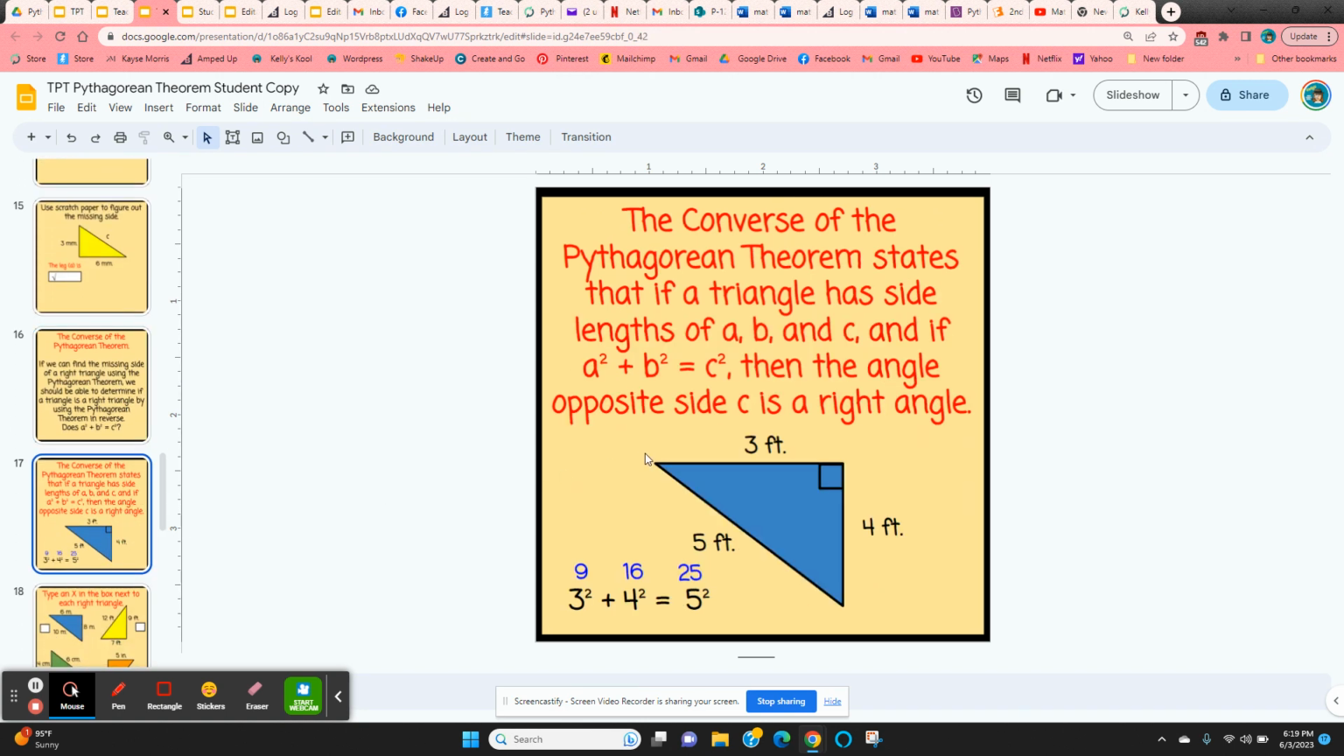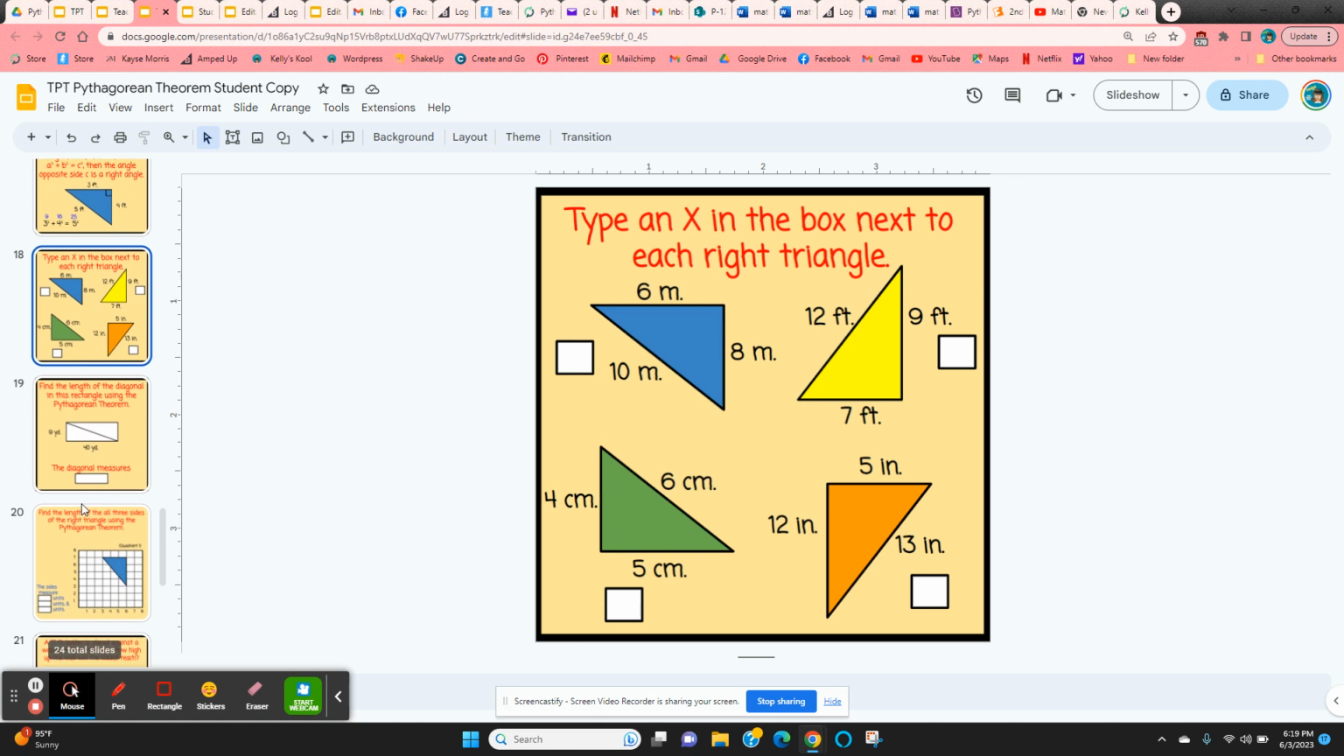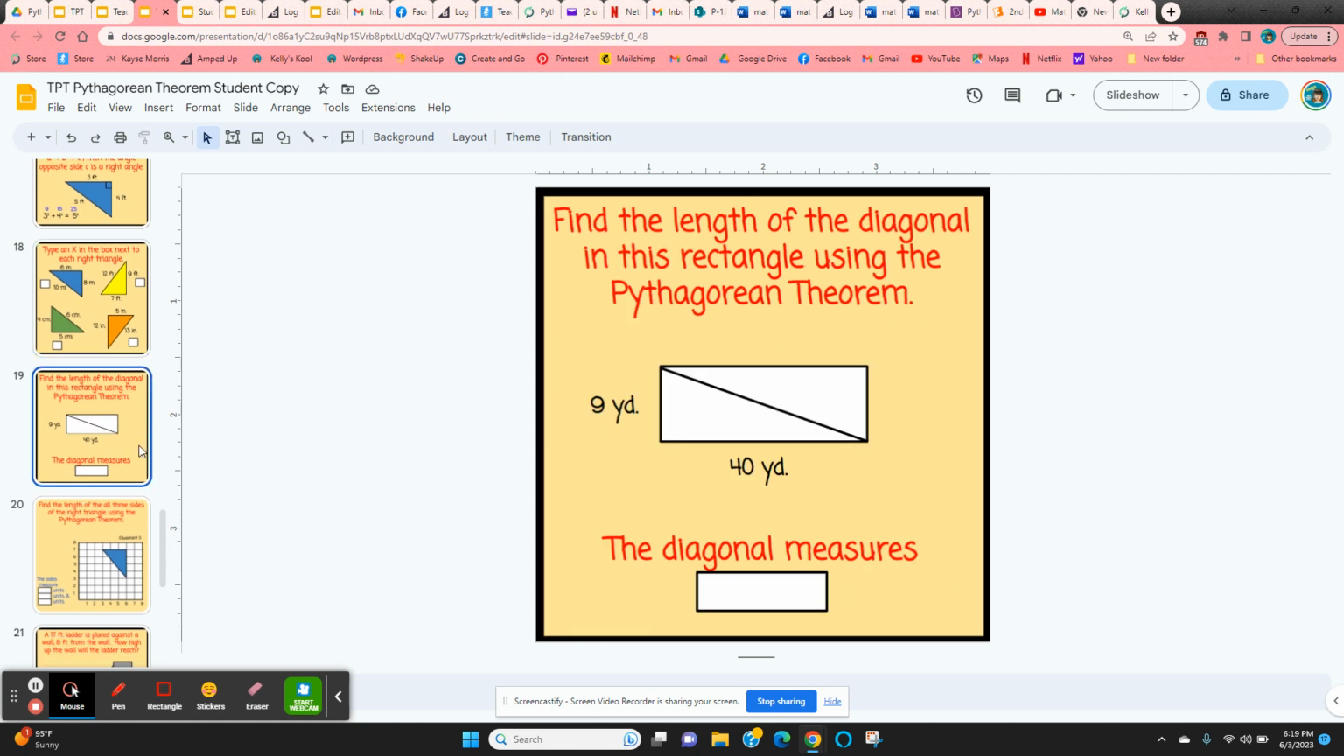Okay. Is this a right triangle? So you look at the different sides. Does it follow the formula a squared plus b squared equals c squared? And then students are going to determine which of these four are right triangles by using the converse of the Pythagorean theorem. Then they're shown some different ways they can use it.